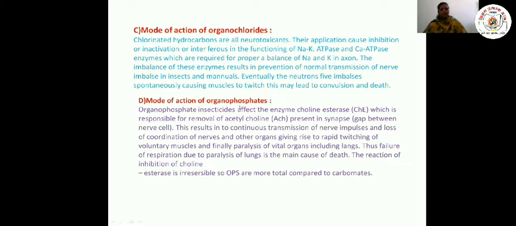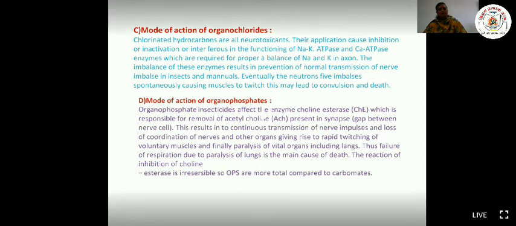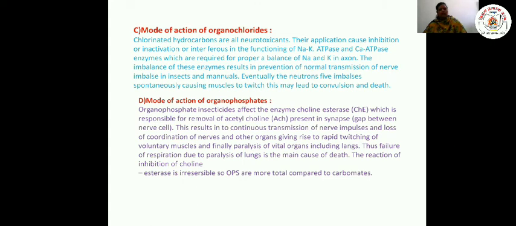Mode of action of the organophosphates. The organophosphate insecticides affect the enzyme cholinesterase, which is responsible for the removal of the acetylcholine present in the synapse, that is, the gap between nerve cells. This results in continuous transmission of nerve impulses and loss of coordination of nerves and other organs, giving rise to rapid twitching of the voluntary muscles and finally paralysis of the vital organs, including lungs. Thus, failure of respiration due to paralysis of lungs is the main cause of death. The inhibition of cholinesterase is irreversible, so OPs are more toxic compared to the carbamates. This is the mode of action of the organophosphates.